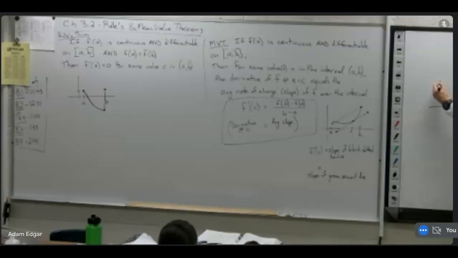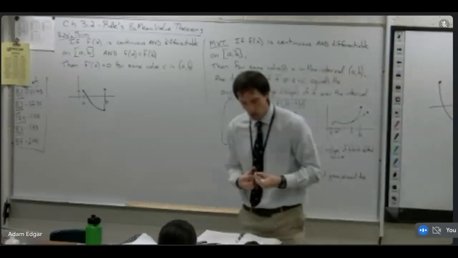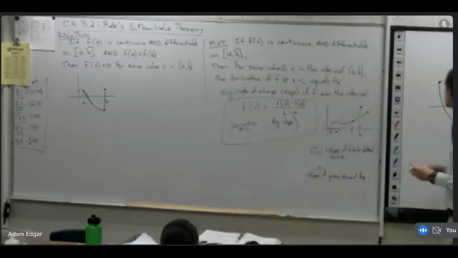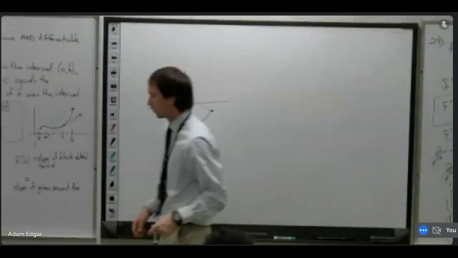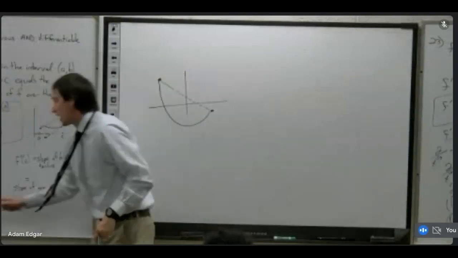So here's the beginning, here's the end. I'll draw a curve. And then I'll draw the line connecting those 2 points. So the line connecting those 2 points is the secant line. And we want the derivative to be the same as the slope of that secant line. And guaranteed it's going to happen somewhere. It's going to happen where the tangent line is parallel to the secant line.